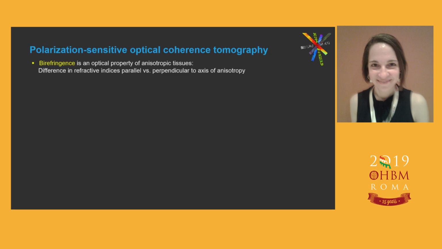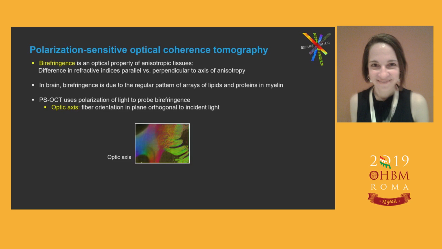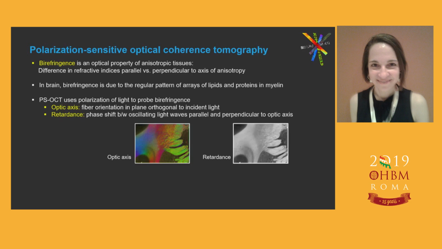So the approach that we're using is polarization-sensitive optical coherence tomography, or PSOCT. It relies on birefringence, which is an optical property of anisotropic tissues, and in the brain, and specifically in myelin, the birefringence is due to regular arrays of lipids and proteins. So PSOCT gives us a direct measurement of the optic axis of the tissue, so the fiber orientation in the plane orthogonal to the incident light, as well as a map that's called retardance, and is more or less dependent on how much myelin is there, and we can use the retardance map to register to diffusion or MRI data in general.